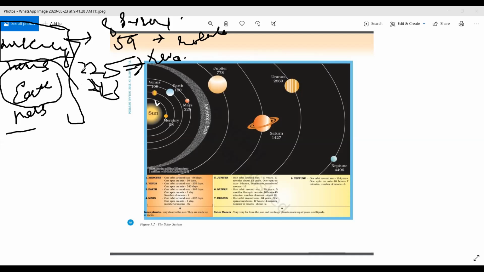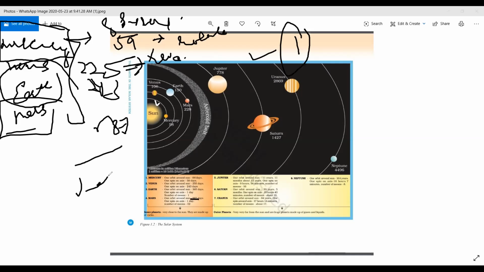Earth, we all know, takes 365 days for revolution, and 24 hours for rotation. Mars takes how many days? It's 687 days for revolution, and the same 1 day for rotation.